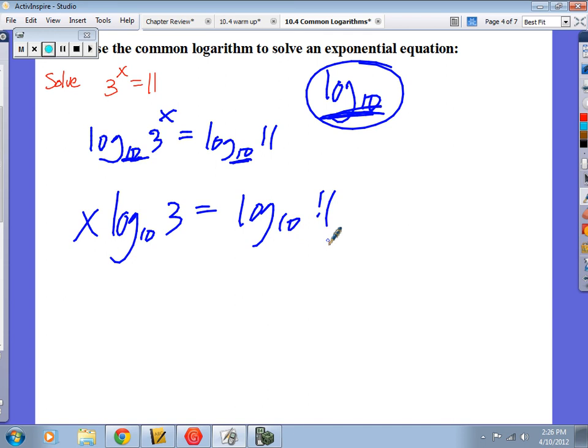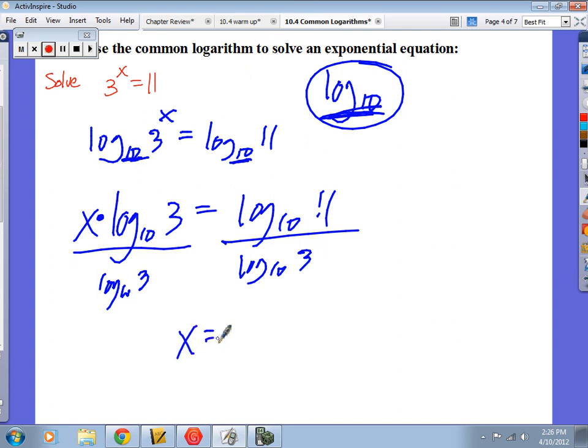Now you got to solve for x. So what are you going to do next? Solve for x. How are you going to get x all by itself? You're going to undo the times. You're going to divide this side by log in base 10 of 3, and you're going to divide this side by log in base 10 of 3. So your answer, x is going to be log in base 10 of 11 divided by log in base 10 of 3.